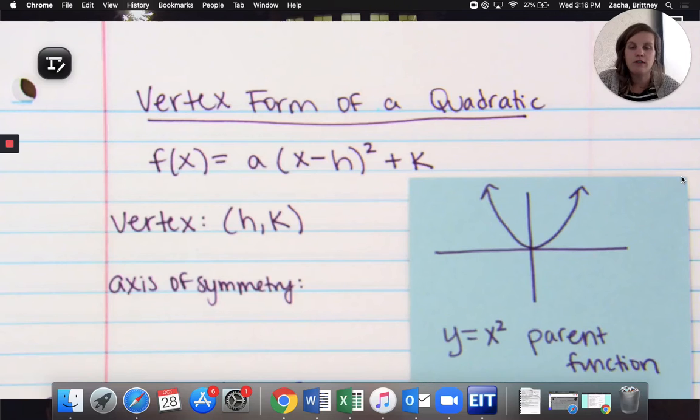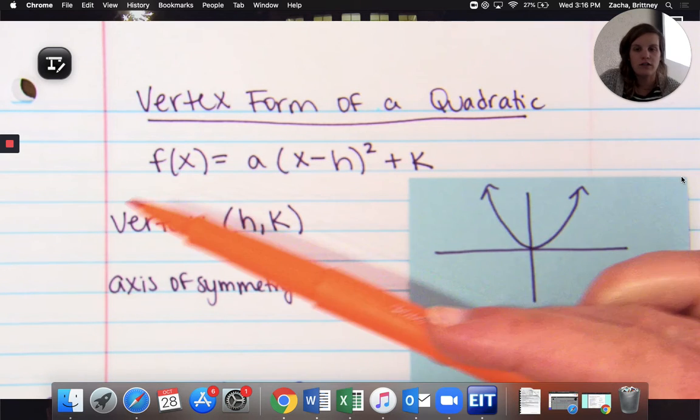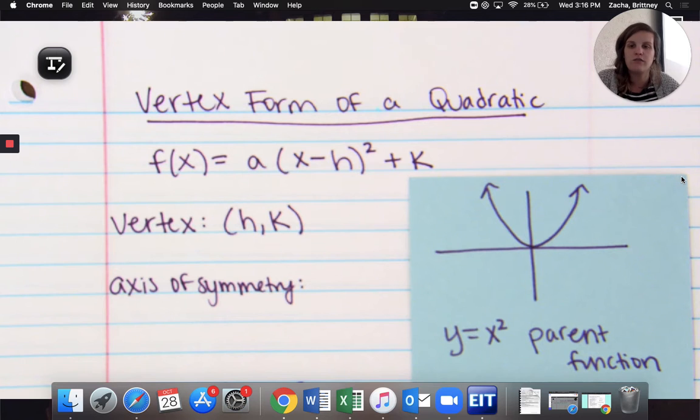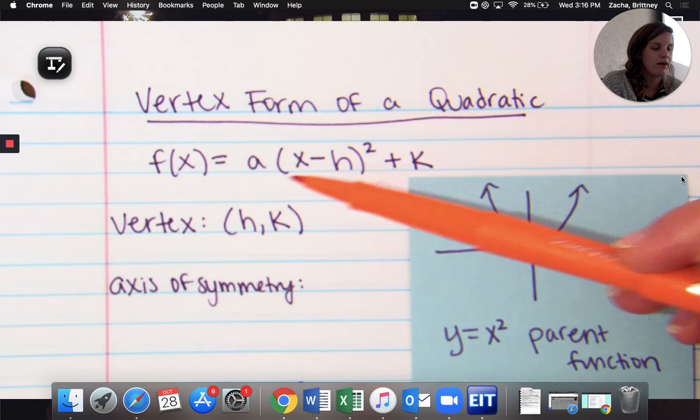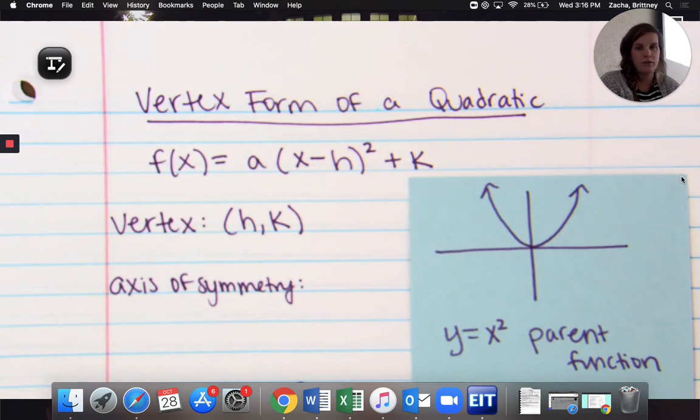Okay, so we're going to look at vertex form of a quadratic. So this is your vertex form right here, and the reason why it's called vertex form is because you can automatically look at an equation in vertex form and automatically find your vertex. So notice in vertex form you have a, h, and k, which all represent your transformation rules for any function that we've been working with.